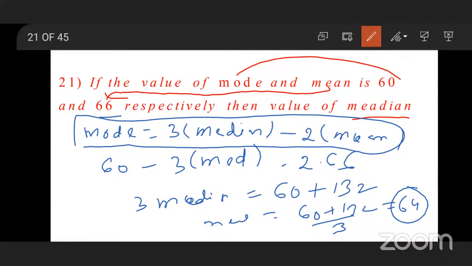What are you asked, median or mean? It depends on the question paper pattern. Suppose they give you mode and mean, they ask for median. Suppose tomorrow they give mean and median, they ask for mode. What is the formula for mode? Mode is equal to 3 median minus 2 mean only.